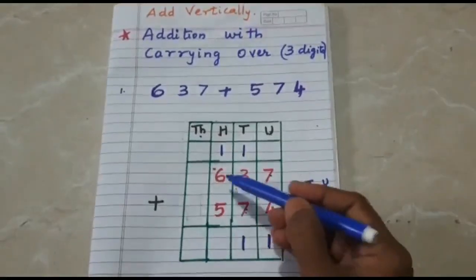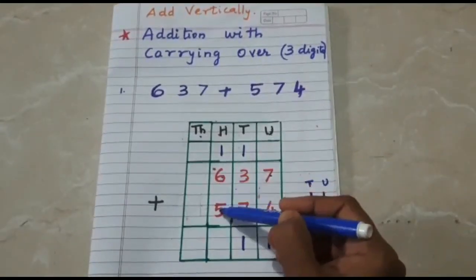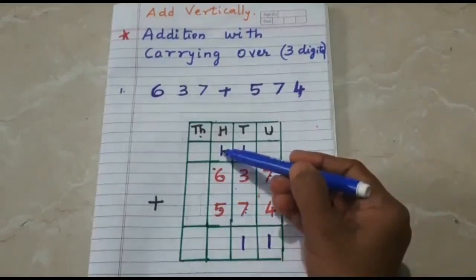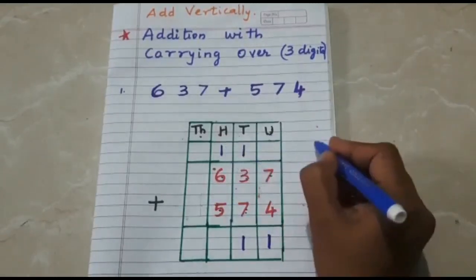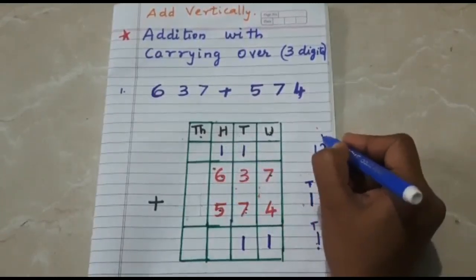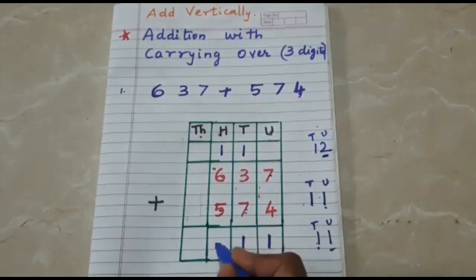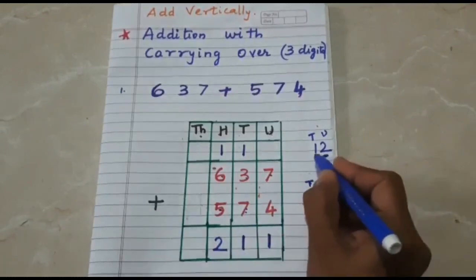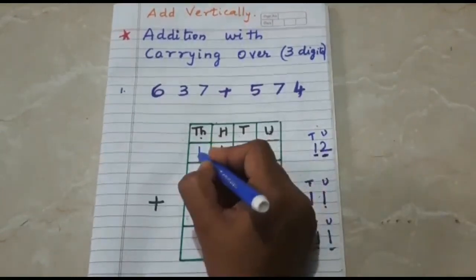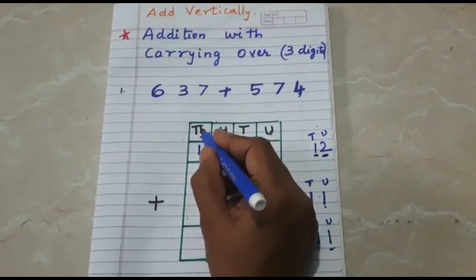Then 6 plus 5 is how much? 11. 11 plus 1 is how much? 12. So the number which is in the units place is 2. So I will write this 2 over here and the number which is in the tens place I am going to carry over to the thousands place.